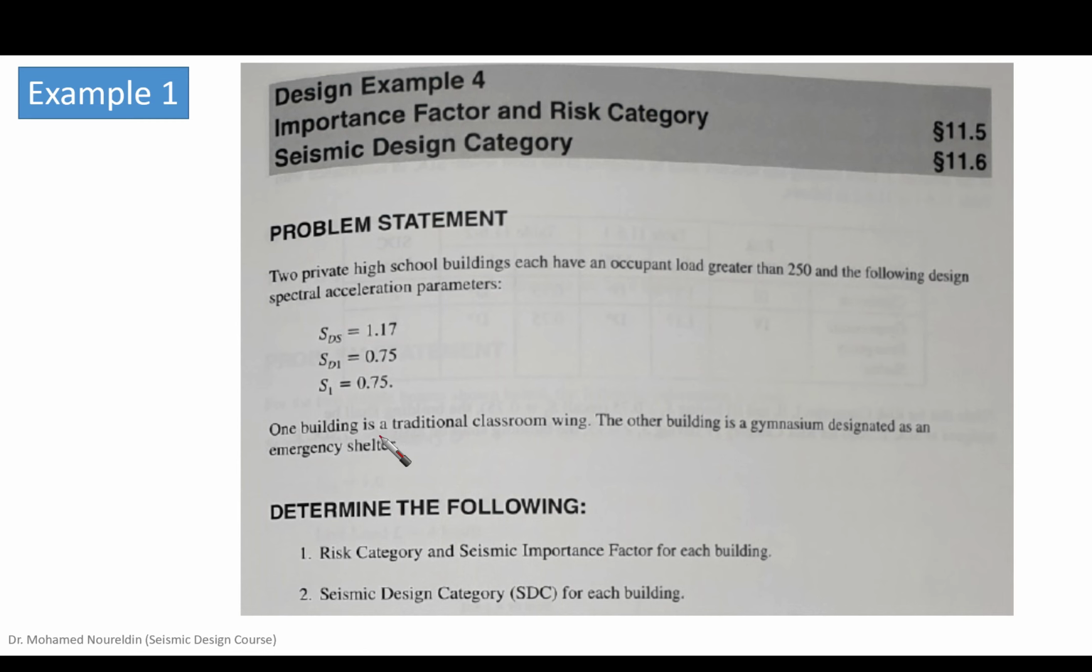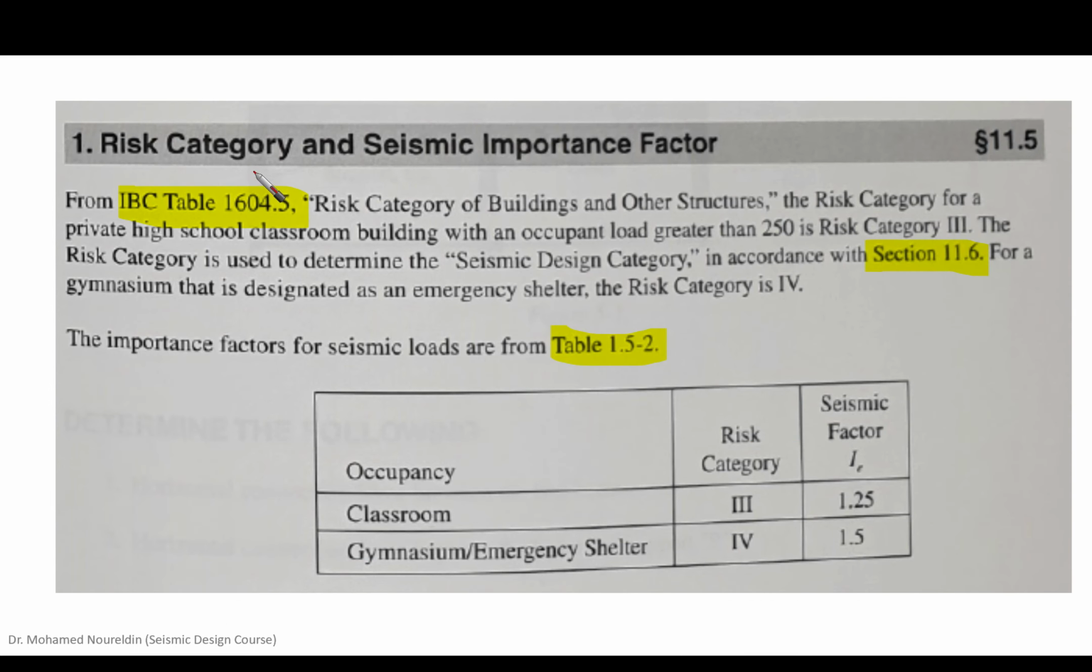One building is a traditional classroom wing. The other building is a gymnasium designed as an emergency shelter. So we have a classroom wing, and the other one is the gymnasium. Determine the following: number 1, risk category and seismic importance factor for each building. And number 2, seismic design category SDC for each building. So we need the risk category, importance factor, and SDC. Okay, let's jump into it directly.